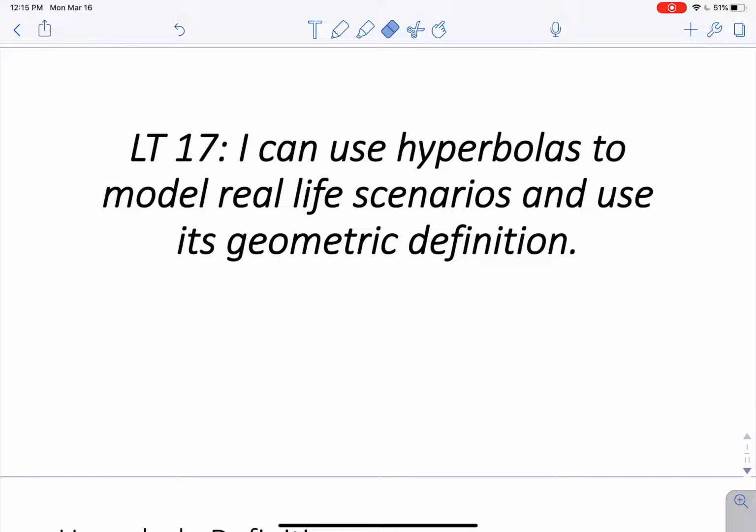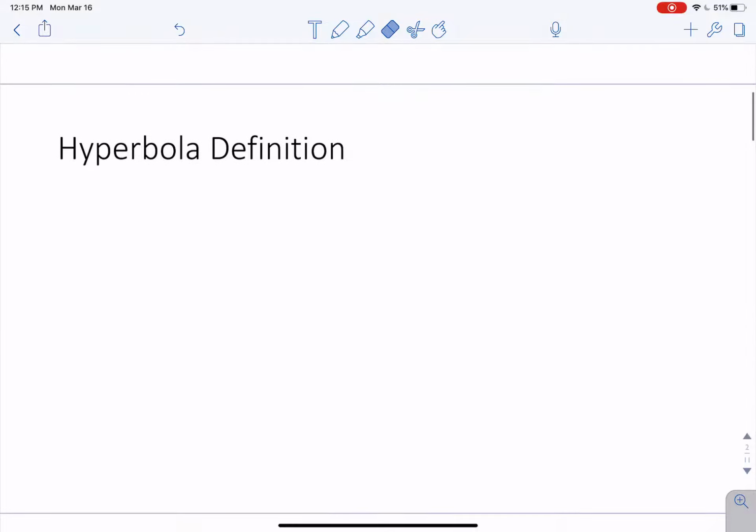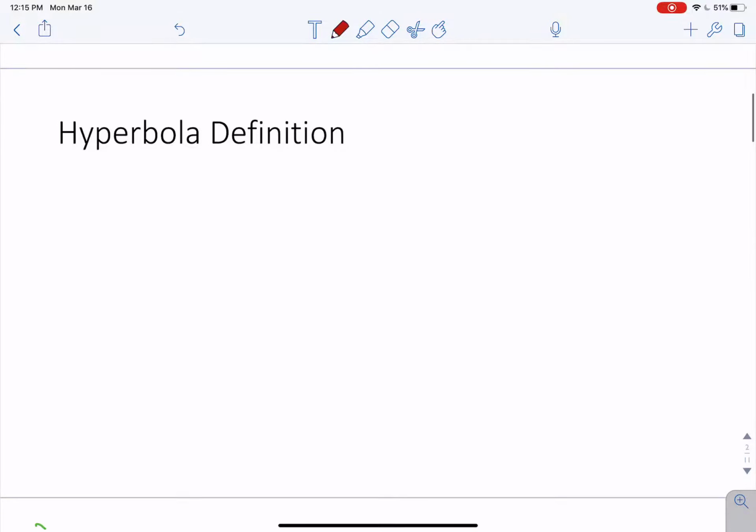So hyperbolas. This learning target is all about the same thing we did with parabolas and ellipses, now we're doing with hyperbolas. So on the Desmos activity you had, you played around a little bit with some points, looked at the distances, hopefully found a pattern there, and that gives us the definition of the hyperbola.